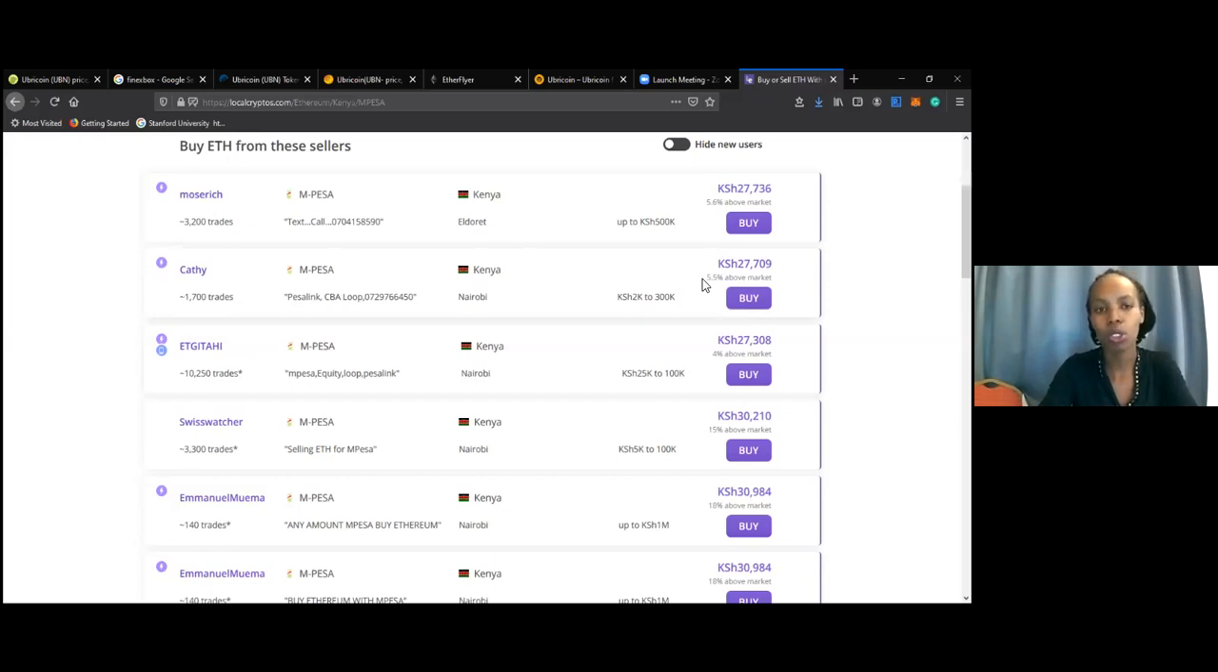So after you identify the person that you want to buy from, just click on buy, and then from there you can say how much you want to spend to buy some ETH.